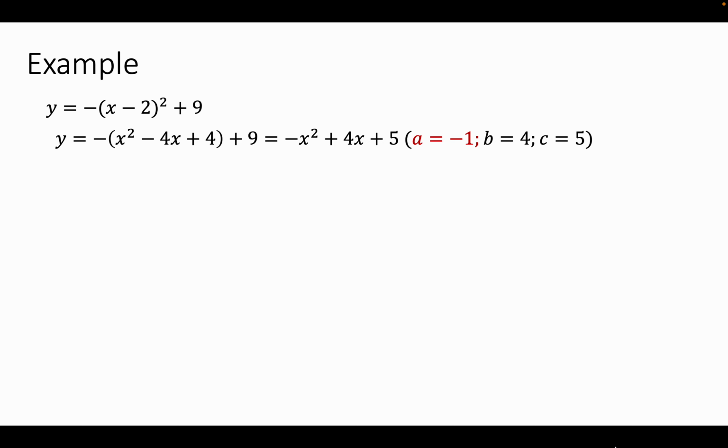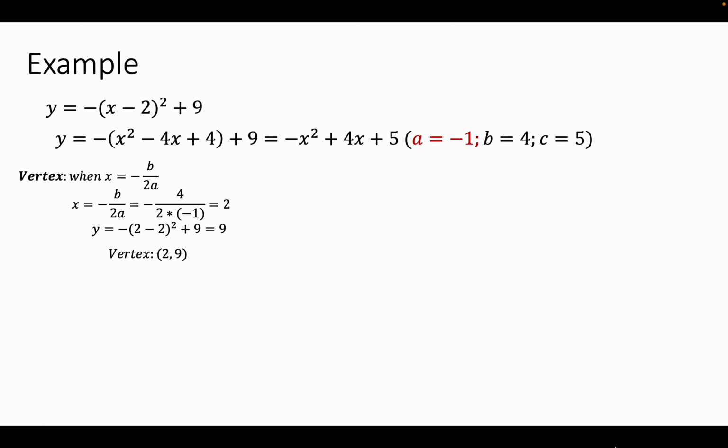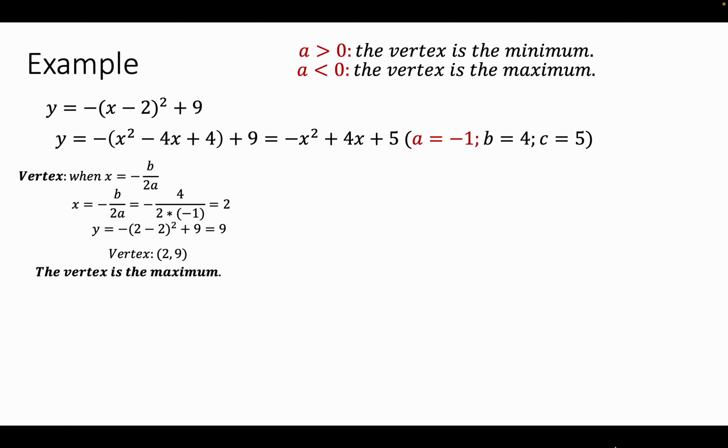In this example, a equals negative 1, b equals 4, and c equals 5. To find the vertex, we substitute b and a for 4 and negative 1, which gives us 2. And if we plug 2 in, we get 9, which is our vertex, 2, 9. Our vertex is the maximum point because a equals negative 1, which means that a is less than 0, which means that the vertex is the max.